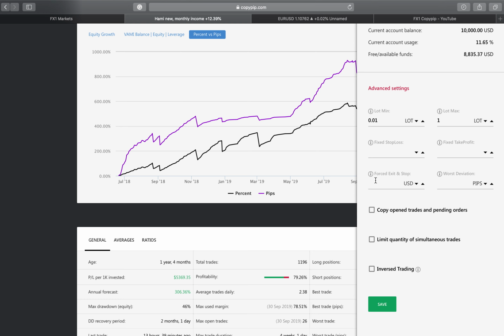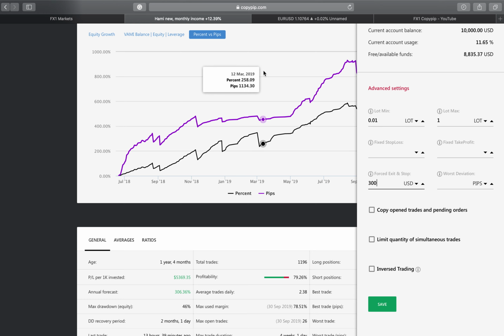The next will be forced exit and stop. This is the case where, let's say, I put $300 or $400. This is my risk level, and everyone has their own number. If this trader goes to minus 400, actually it's not what I expected from this trader, and I want to exit and stop following this trader.